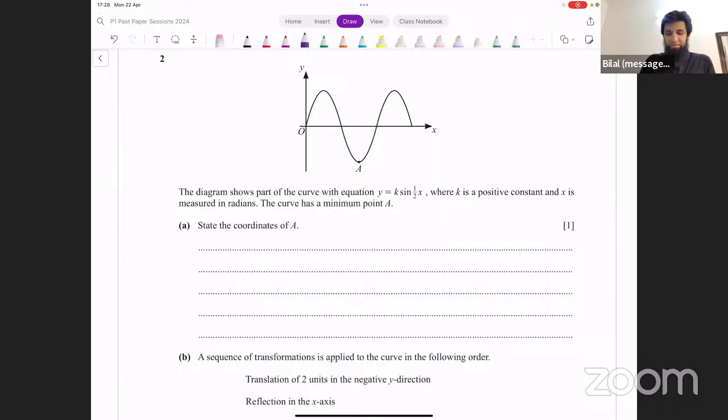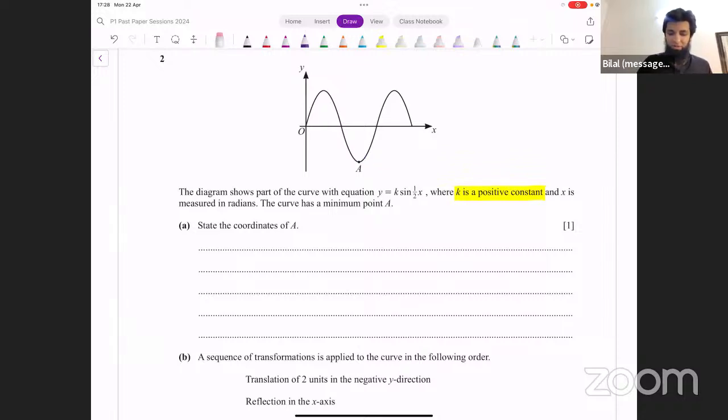Let's have a look at this. It says the diagram shows part of the curve with the equation y equals k into sine of half x, where k is a positive constant. Now keep that in mind. K is a positive constant, and x is measured in radians. The curve has a minimum point A. This is the minimum point A of the curve. We need to state the coordinates of the point A.